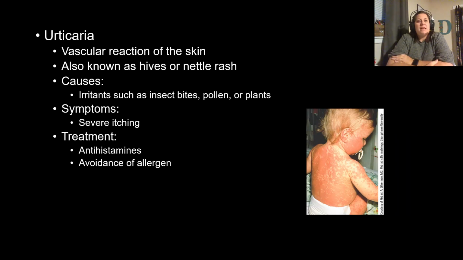The next one we see is urticaria. This is a vascular reaction of the skin, also known as hives or a needle rash. The cause here are irritants such as insect bites, pollen, or plants. It could also be drug related, like with antibiotics. Symptoms are severe itching when these rashes occur, and treatment is antihistamines and avoiding the allergen that triggered the hives. Okay, so figuring out what triggered them could be very beneficial to help prevent it from happening again.